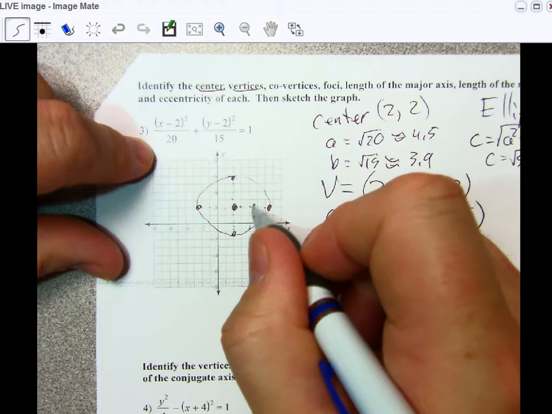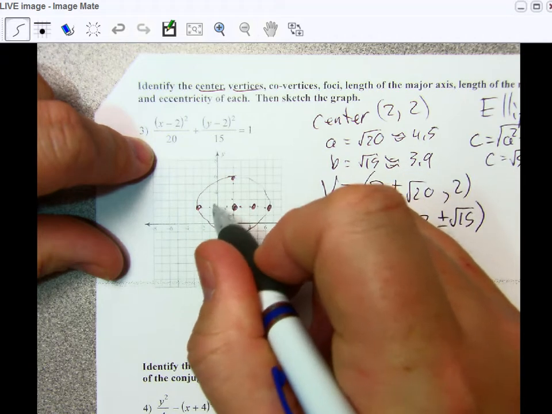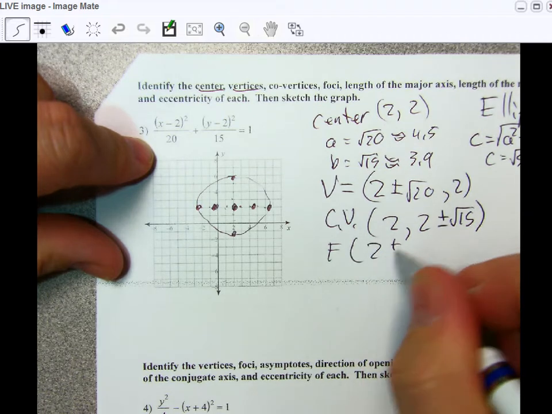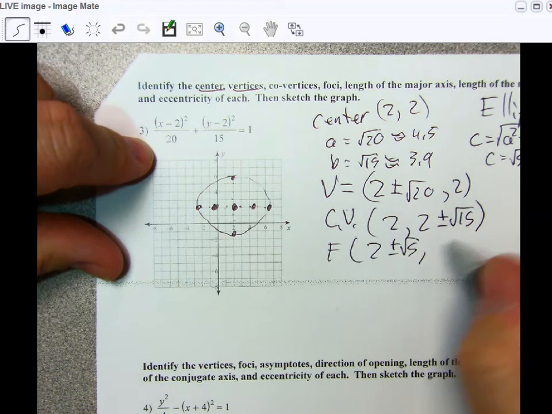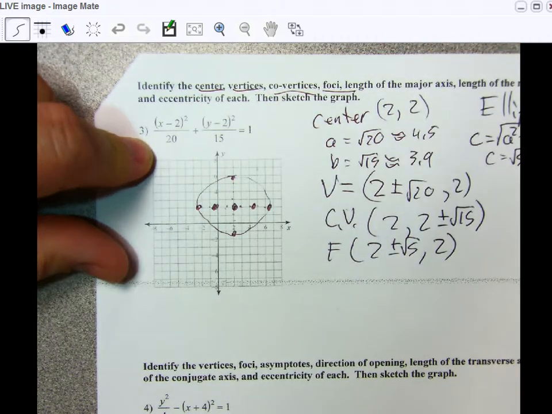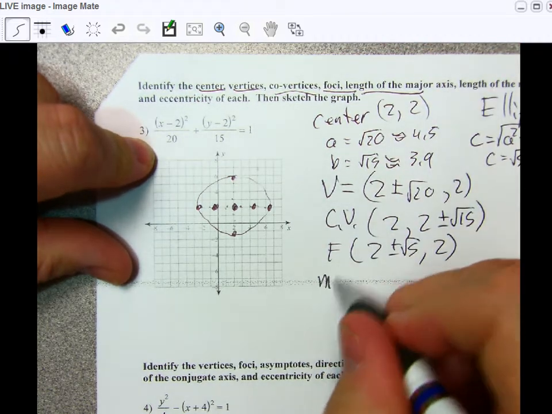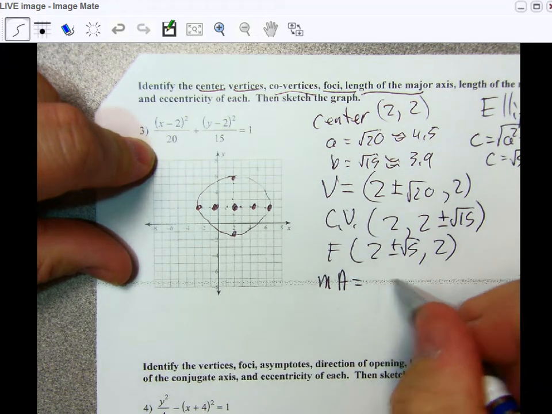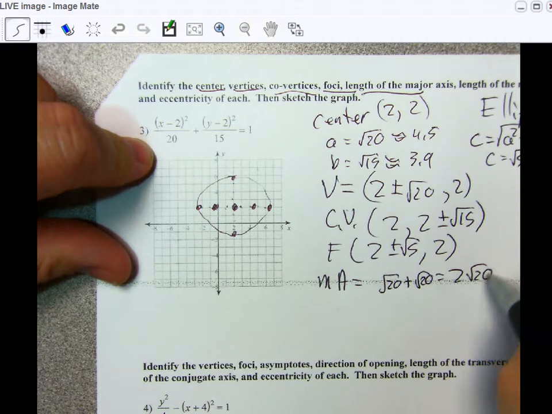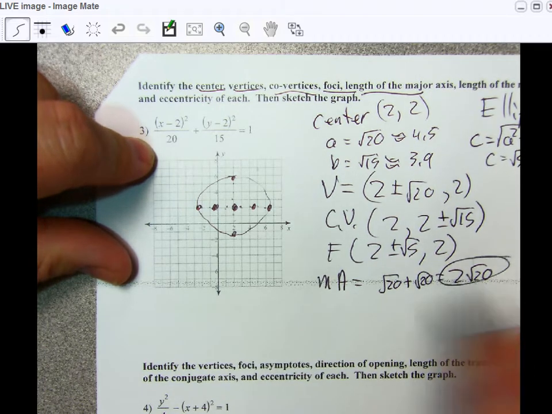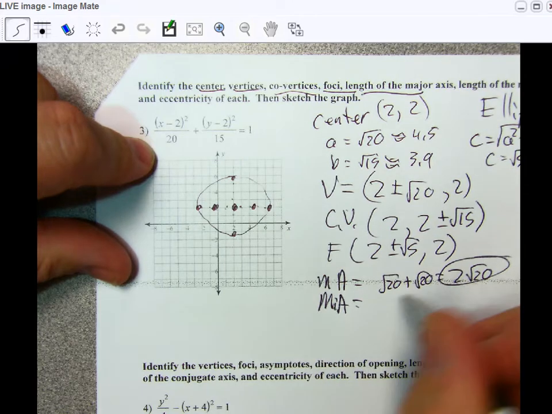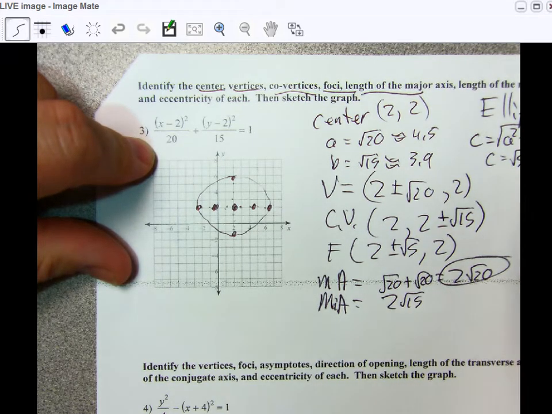1, 2, and a little bit. So I have foci at 2 plus or minus root 5, 2. And so I have covertices. Length of major axis. Major axis is going to be root 20 plus root 20, which equals 2 root 20. And minor axis is going to be 2 root 15.